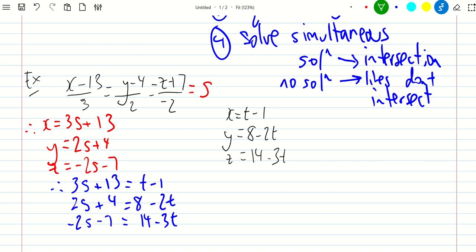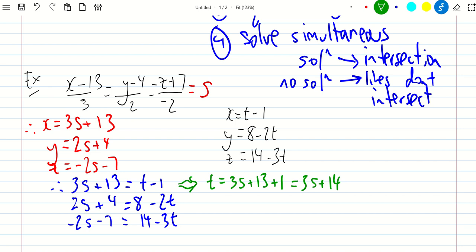Right, so let's have a look at how we might go about solving simultaneous equations here. It looks like for this one, it might be easy to figure out what t is equal to. So I might do that, then substitute it into probably the second equation, and then check to see whether it works with the third. If I rearrange here, t is equal to 3s plus 13 plus 1. So that's 3s plus 14.